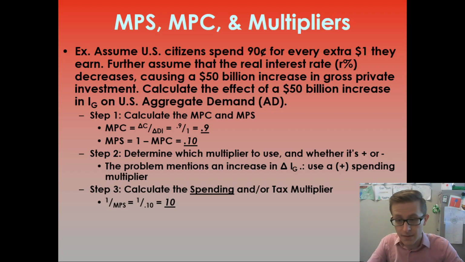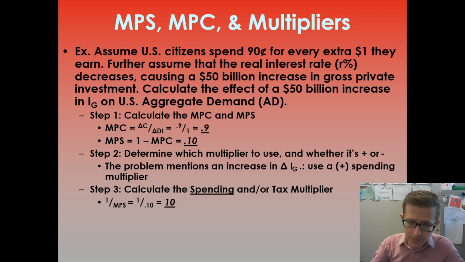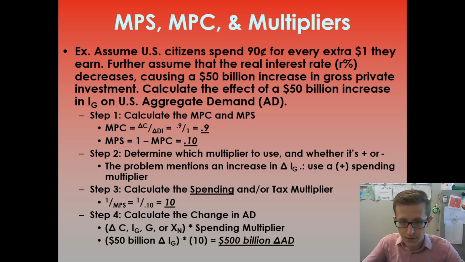Meaning that since this is a multiplier, what are we then going to do? That's right, we're going to multiply it. So what you then do, it should say right here, is calculate the change in aggregate demand. You're going to take that multiplier of 10 and that initial change, right? So we're at 50 billion times 10, giving us a $500 billion change in aggregate demand.